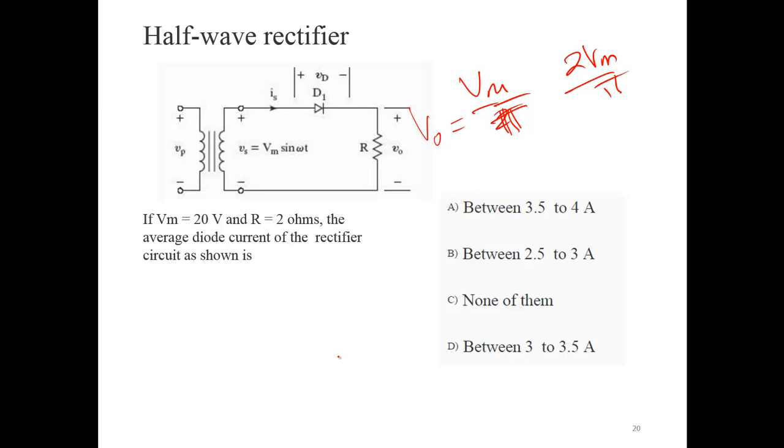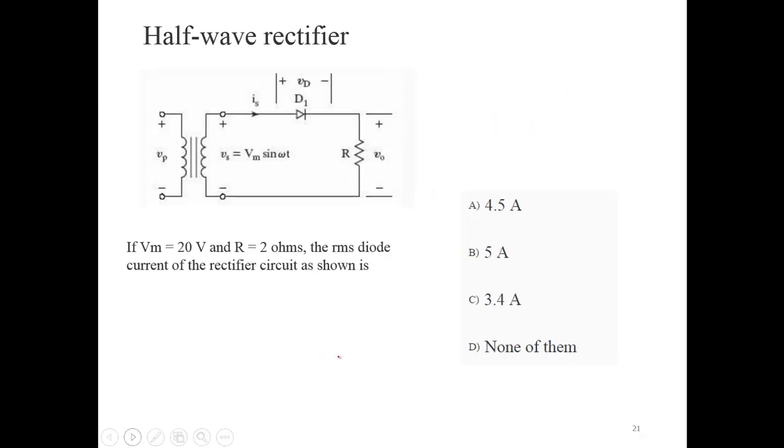But in this case, it will not be 2. You can find out the voltage. Once you find the voltage, you can divide by the resistance and find the current. Please check that one. And then this is the RMS value of the rectifier.